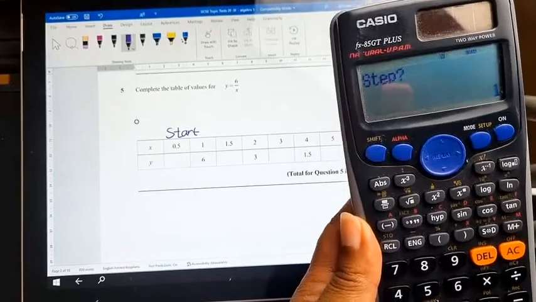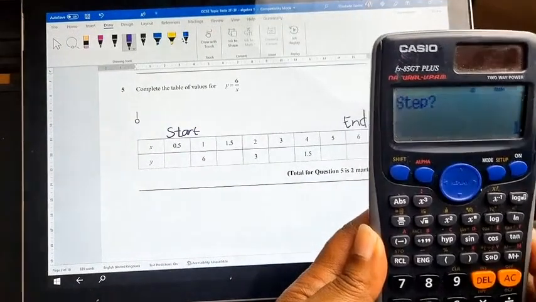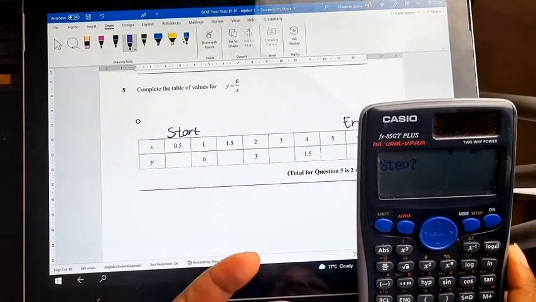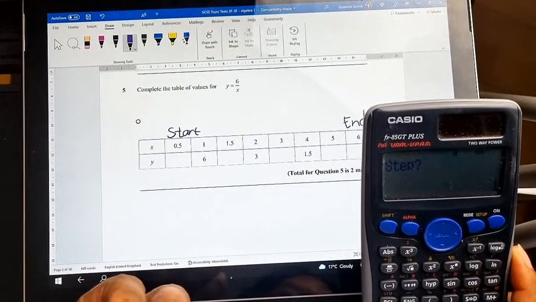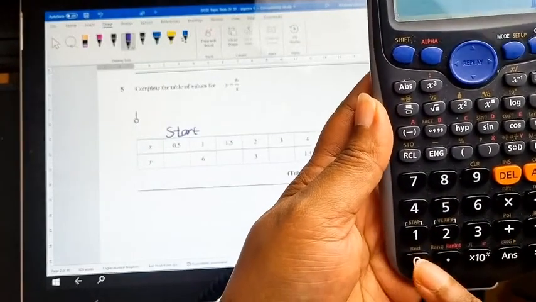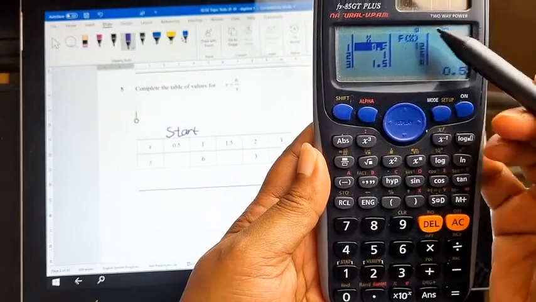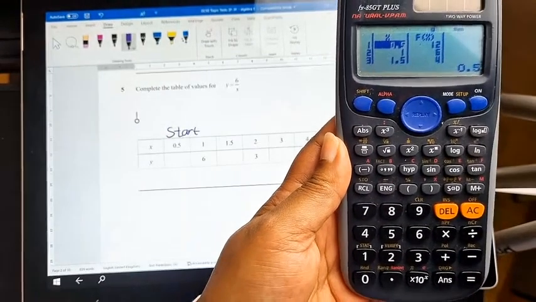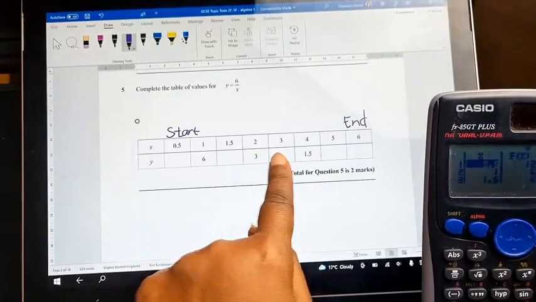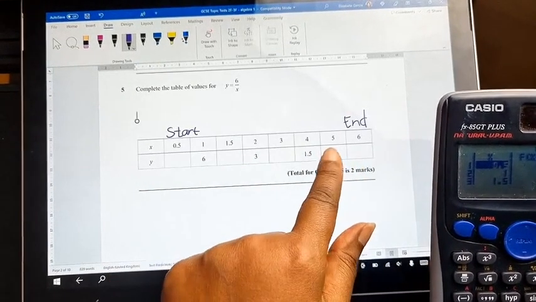If you're following this with your calculator at hand, that's exactly what we're doing. Now it asks how many steps. From 0.5 to 1, you jumped quite a bit, so we are doing 0.5 increments. You can do in halves. You can either put 0.5 or you can put 1/2 and you press equals. That will give you all the values in 0.5 increments. That's the only thing you need to be careful about, because after that it's not actually in increments; it's then going 2, 3, 4, 5, 6.